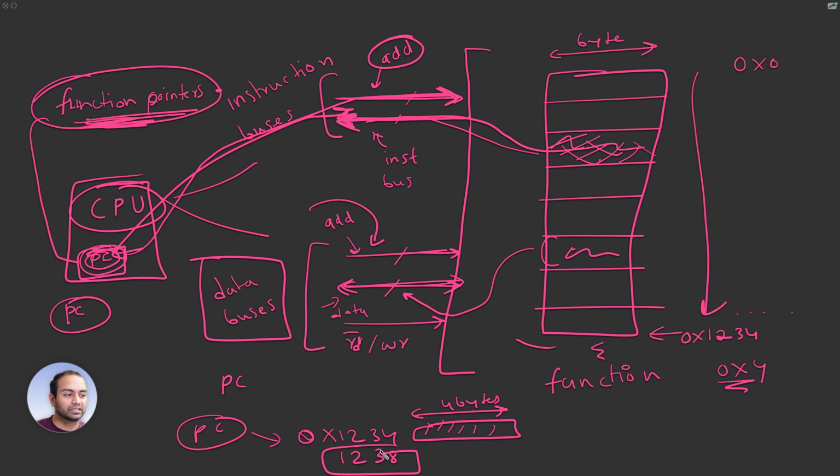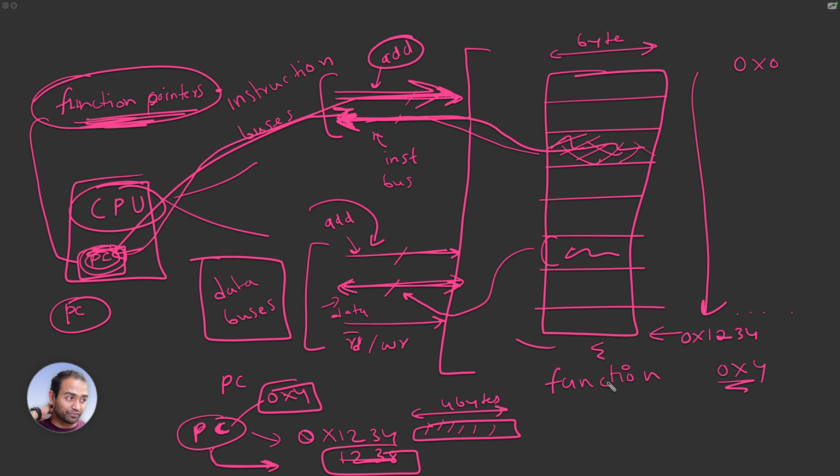But what we are saying is, hey, no, don't update the program counter automatically to this. Instead, point the program counter to hex 4. So the next time the CPU wants to fetch an instruction, it will put the value of hex 4 on the instruction bus. Right? And that is how function pointer dereferencing works.